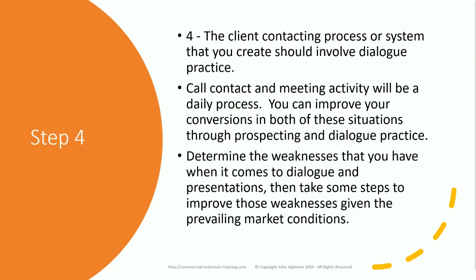It's that simple. Determine the weaknesses that you have when it comes to dialogue and presentations now, and then take some steps to improve those weaknesses given the prevailing market conditions. So what are the prevailing market conditions? The problems in the property market now. What are the problems? Is it finance? Is it the availability of stock? Is it marketing money? Is it marketing campaigns? Is it the method of sale or lease? Understand the weaknesses in the market today and improve your dialogue where you need to across those weaknesses.